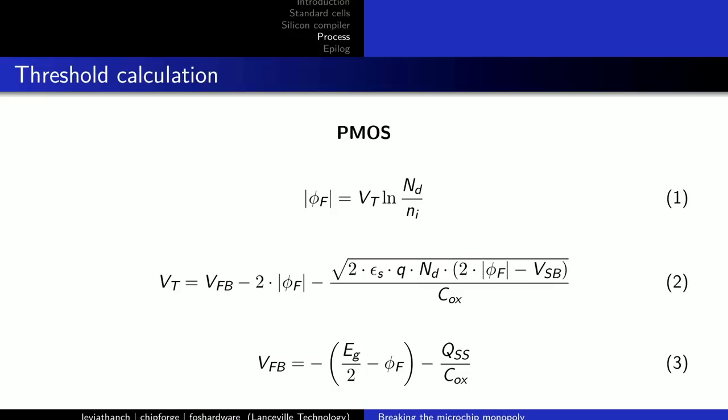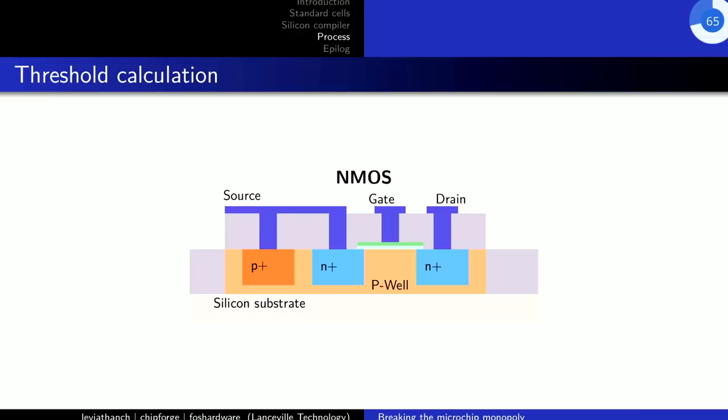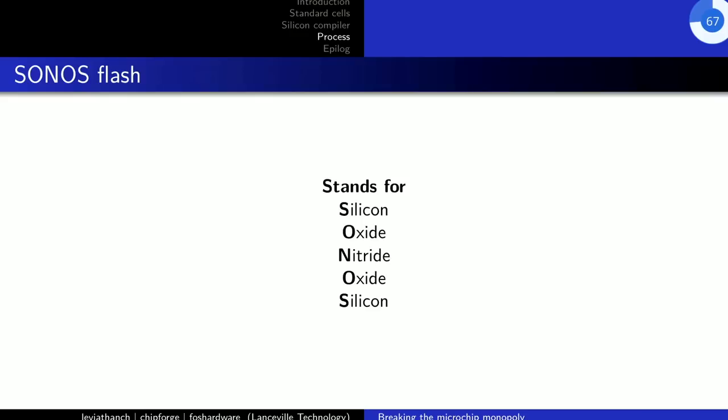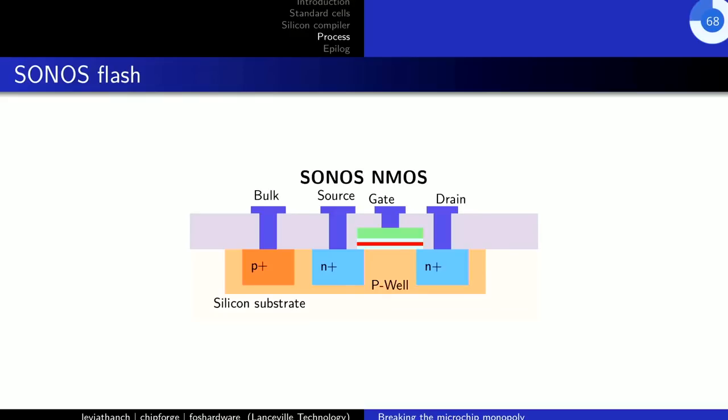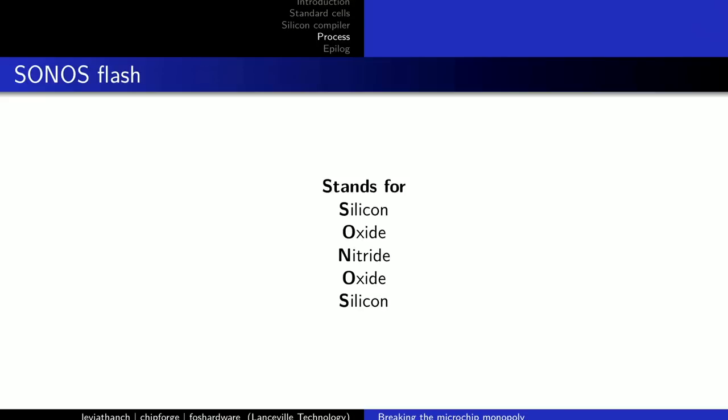What essentially controls the threshold voltage, so the operation voltage, which in standard CMOS is usually around 0.8 V, respectively minus 0.8 V, is the doping here, like the donors, respectively acceptors. And the QSS, that's the oxide charge, is usually a process-specific constant, but it can change. Then you get flash. You can change QSS, and then it's flash. That's what you use in SONOS flash. It stands for silicon oxide nitride oxide silicon.